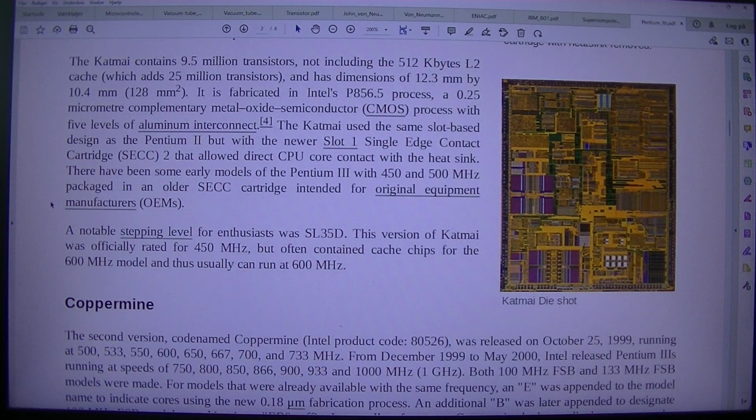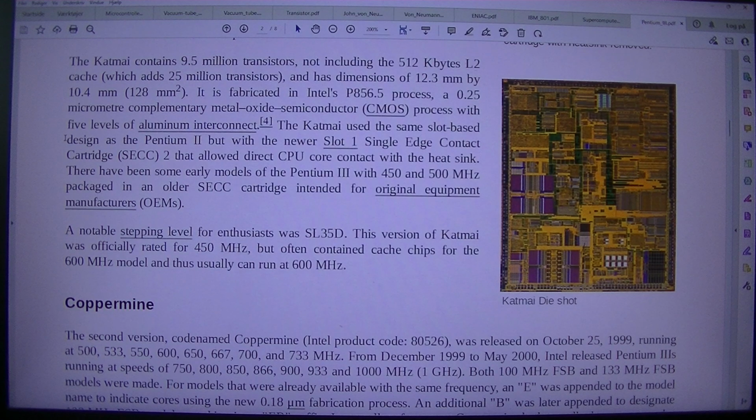The Katmai contains 9.5 million transistors, not including the 512 KB L2 cache, which adds 25 million transistors, and has dimensions of 12.3 mm by 10.4 mm, 128 mm². It is fabricated in Intel's P856.5 process, a 0.25 micrometer complementary metal oxide semiconductor, CMOS, process with 5 levels of aluminum interconnect.